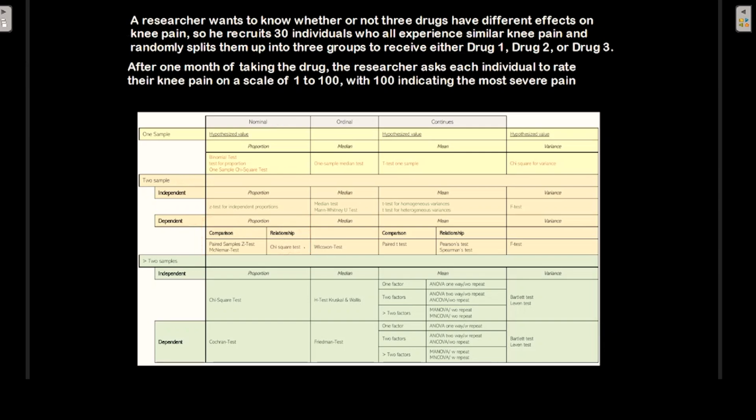The next question is: a researcher wants to know whether or not 3 drugs have different effects on knee pain.